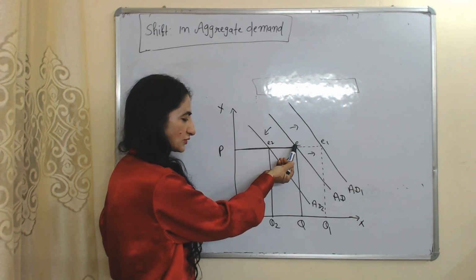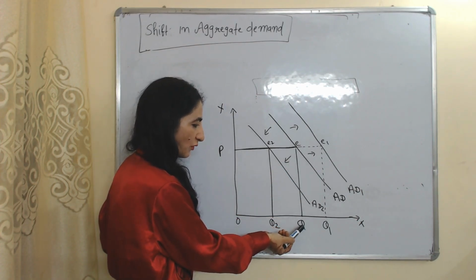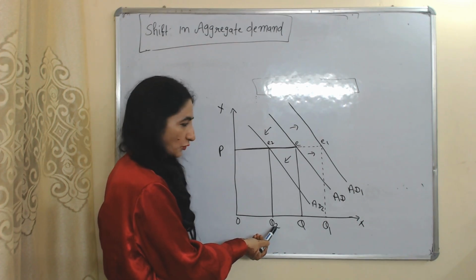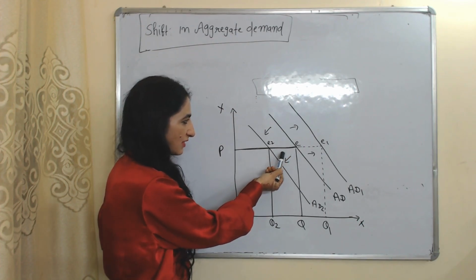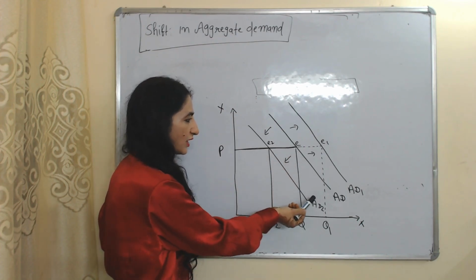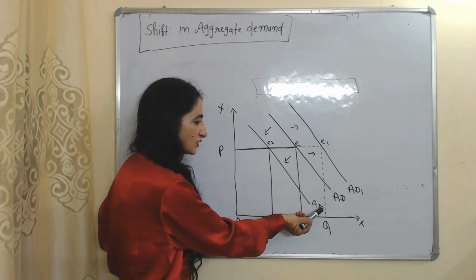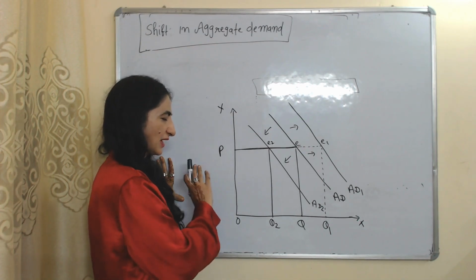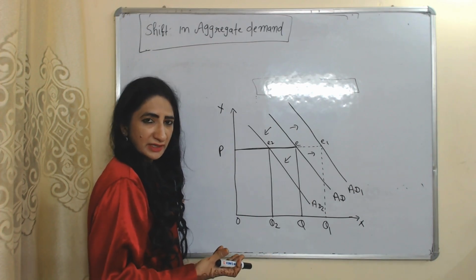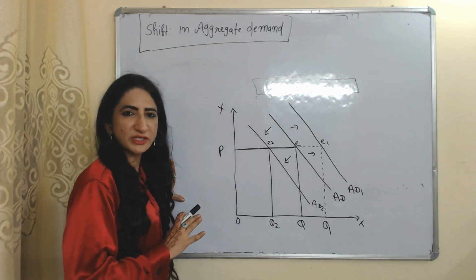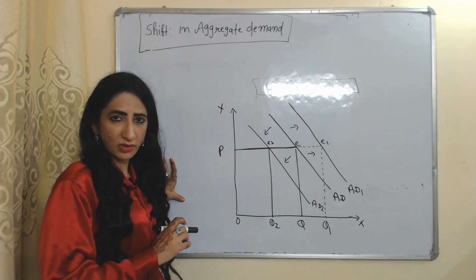Again price is constant but demand reduced from Q to Q2. E2 is our new equilibrium point. In this case, our demand curve shift backward from AD to AD2. So here you can see price is constant. There are some other factor which affecting our aggregate demand. It will be called shift in aggregate demand. So this is all about aggregate demand.